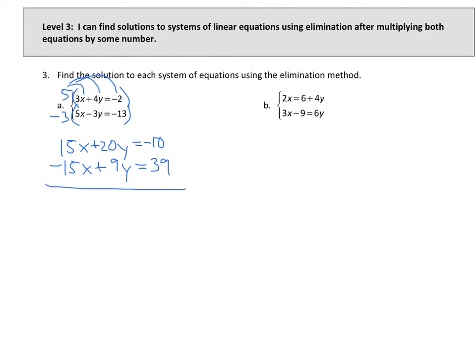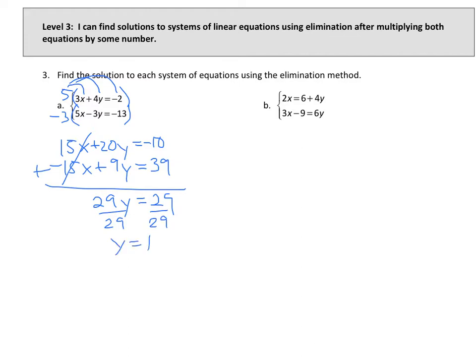Now when I add my two equations together, the x's cancel. Adding the y's together, we get 29y equals 29. Divide both sides by 29, and y equals 1.